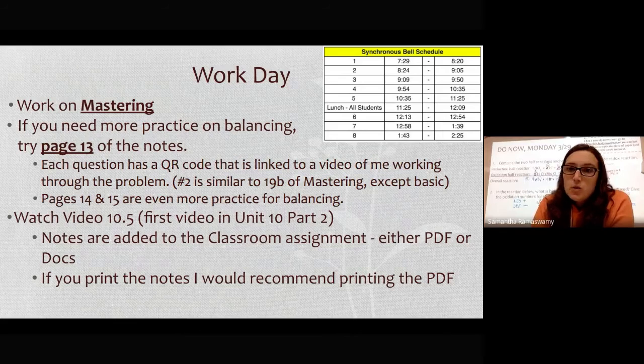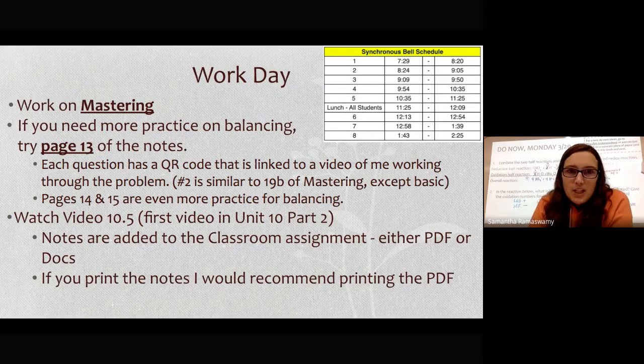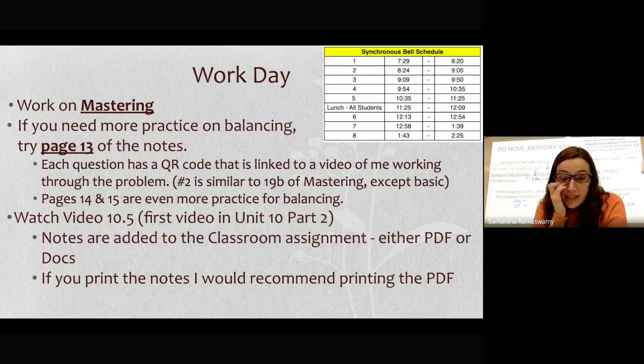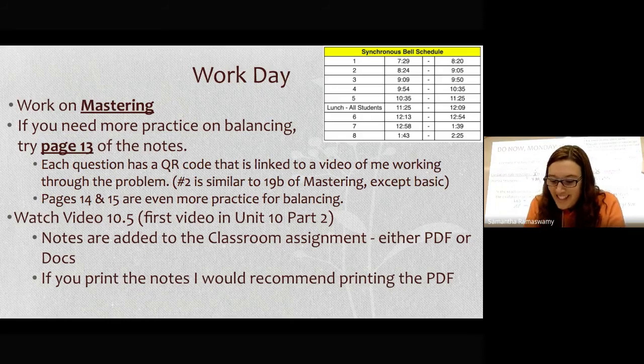So like I said last week, today's a work day. I put the bell schedule up. I know that you guys know it by now, but just in case. So work on Mastering. Remember, if you need more practice with balancing, pages 10 through 15 in the notes are really just practice, but page 13 is where I went through and worked through each of these questions. And so there are QR codes. If you want to just see the cool board that I have in my basement, just scan one of those and you can see the board that I was working through the problems on.